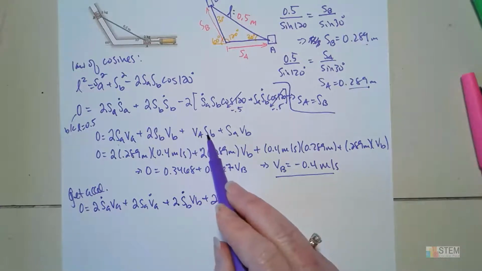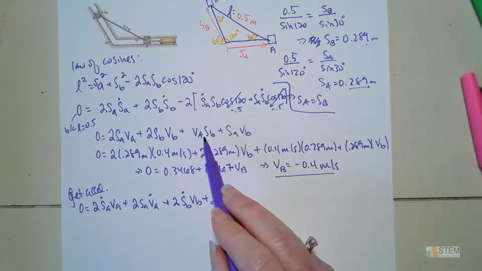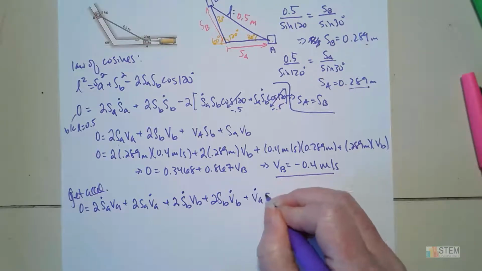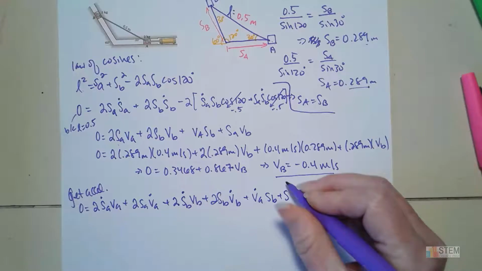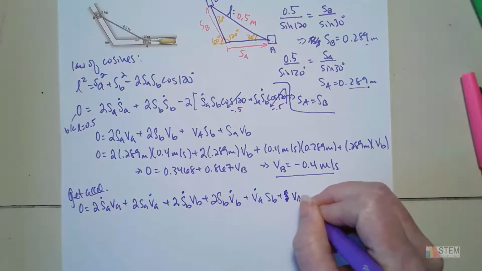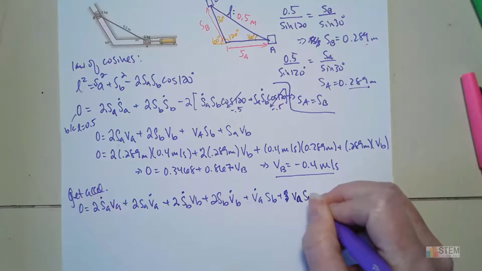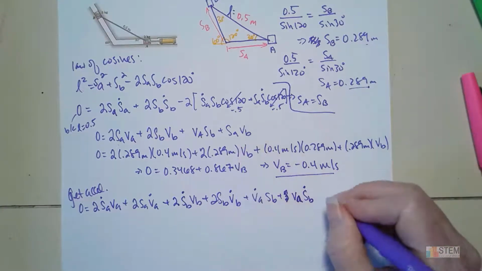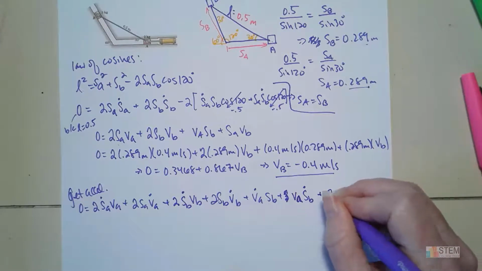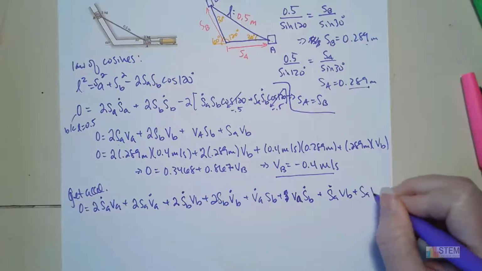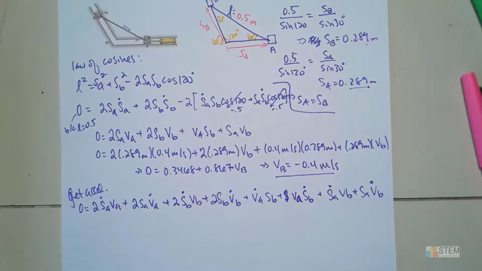And then come over to this one. All right, so now we're going to have VA dot SB, plus VA times SB dot. And then finally, do the product rule here. So we've got SA dot VB plus SA VB dot.